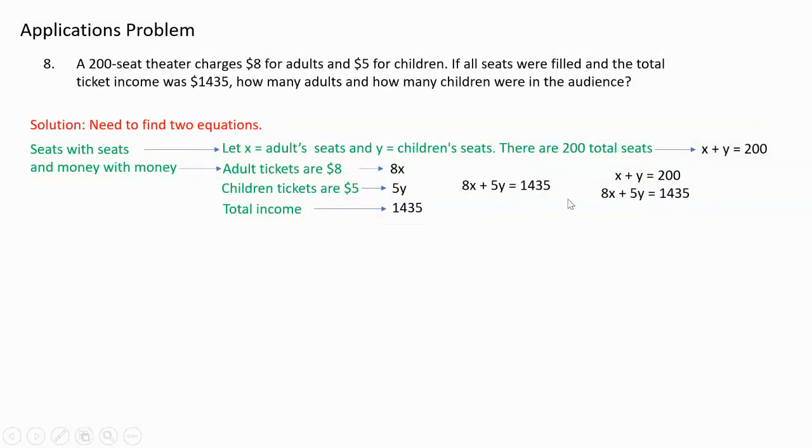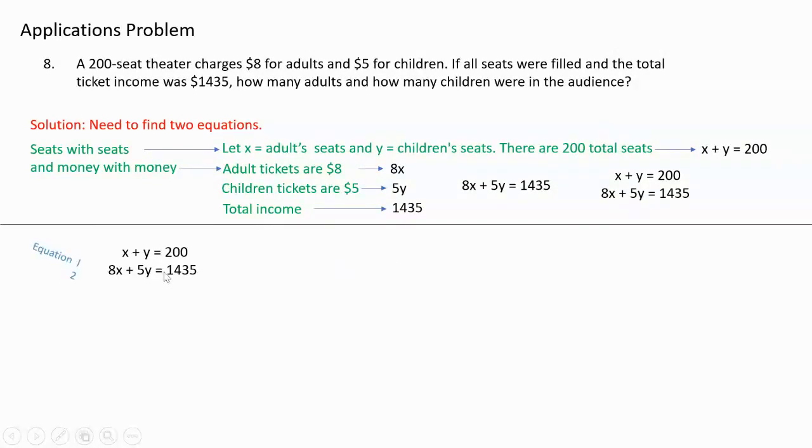Let's put them together. Now we can do them any way we want to, but the easiest way is by the elimination method. So here, what should we get rid of, the x's or the y's? It doesn't matter, because both are about the same. I'm going to get rid of the x's. To get rid of the x's, I need to multiply equation 1 by -8. After I distribute -8 times every term in equation 1, it gives us -8x minus 8y equals -1600.